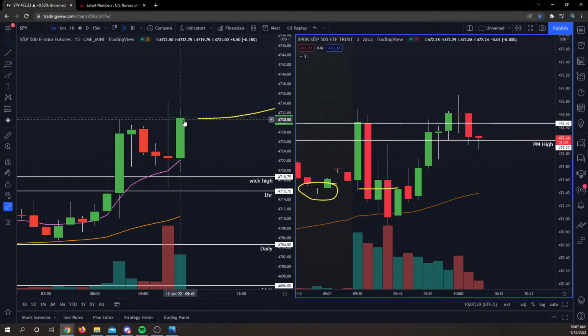Watching this 15-minute here on the futures to see if we can break over our high of day wick. 47.35 would be a new high on day for the futures. Retesting our initial high on day. Candle body. We have high on day wick all the way up here, just under 473 at 472.90 on SPY.